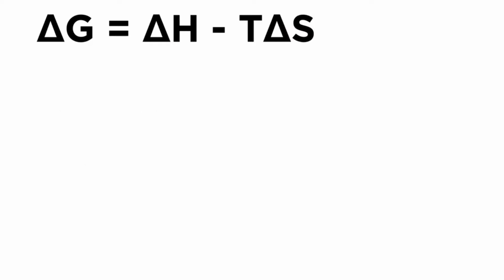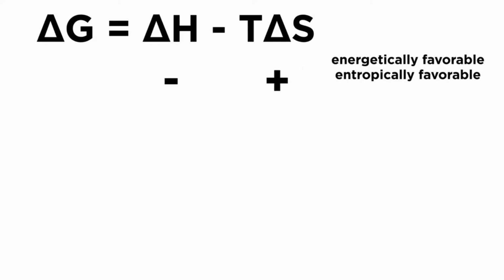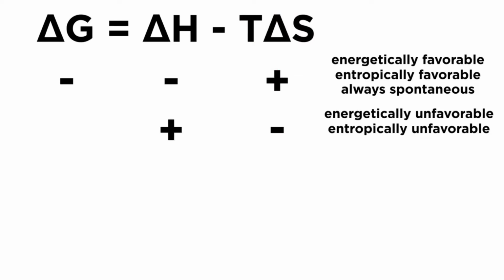So we can use this equation to see how a spontaneous process can be either enthalpically or entropically favorable, or both, but not neither. For example, if delta H is negative, which means exothermic and energetically favorable, and delta S is positive, which means an increase in entropy, which is also favorable, a negative minus a positive will always be negative, or spontaneous. If the opposite is true, and both are unfavorable, we have a positive minus a negative, which will always be positive, or non-spontaneous.